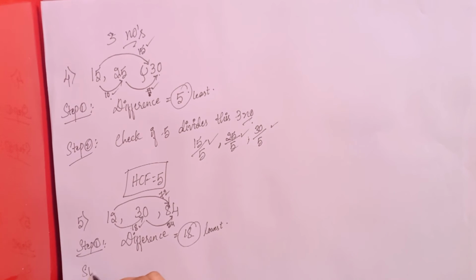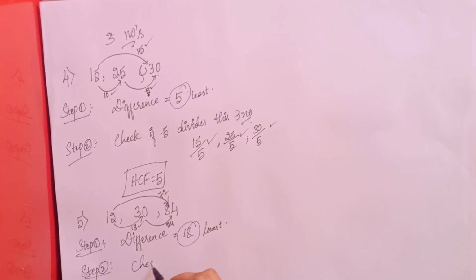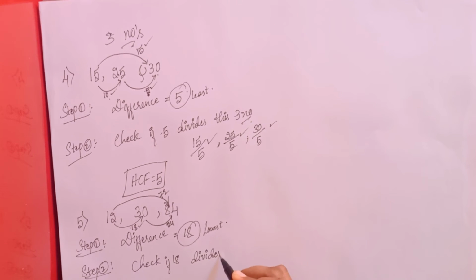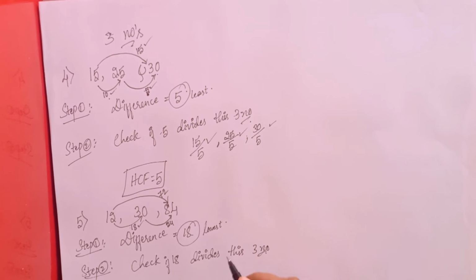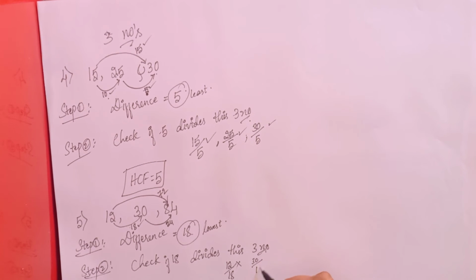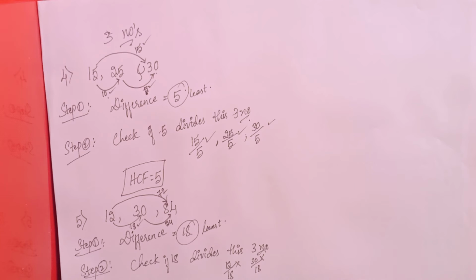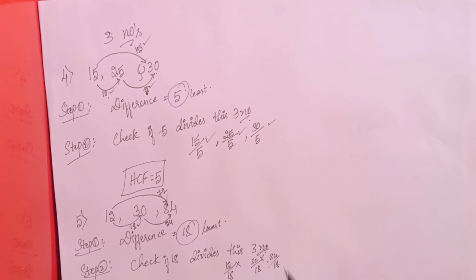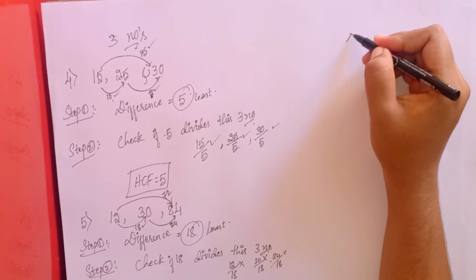So next step, check if 18 divides these 3 numbers. If I check that, we can't divide, it's not possible. So 30 by 18, no, it's not possible. And 84 by 18, it's also not possible. So therefore, next step is factorize.